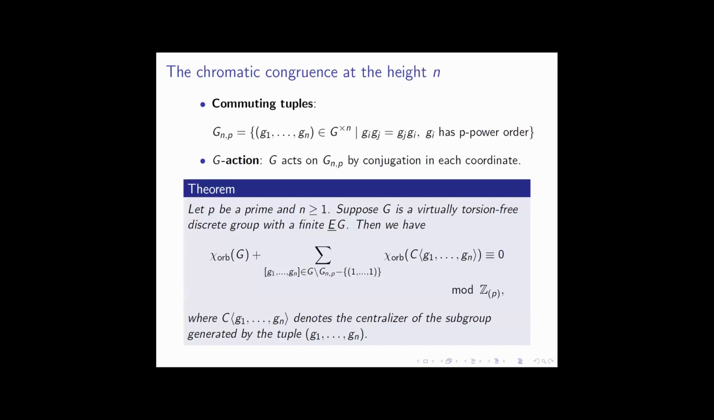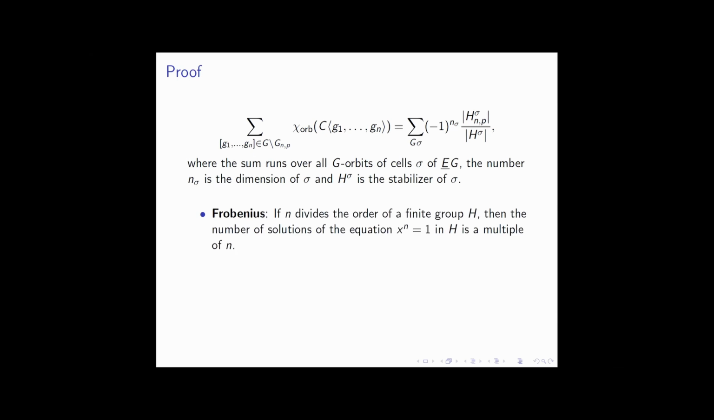I was doing something completely different, and then suddenly I stumbled upon this formula, and I suddenly realized that there is something called Frobenius' theorem, not the Frobenius map. So if n divides the order of a finite group H, then the number of solutions of the equation x^n equals 1 in H is a multiple of n. That's a fact. And using that fact, you can see that these fractions here are always p-integral.